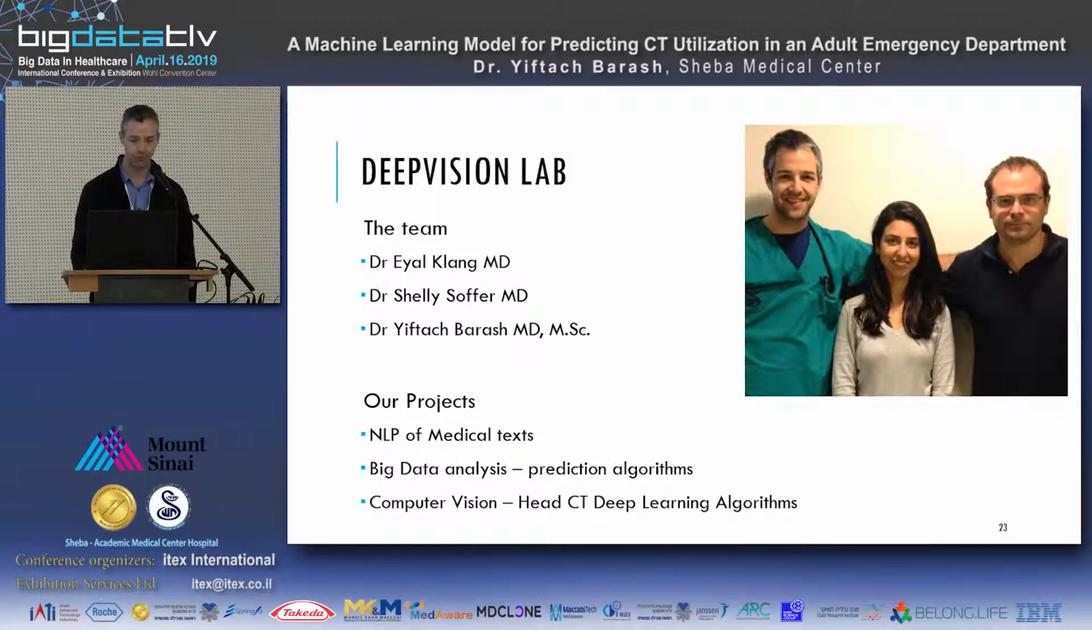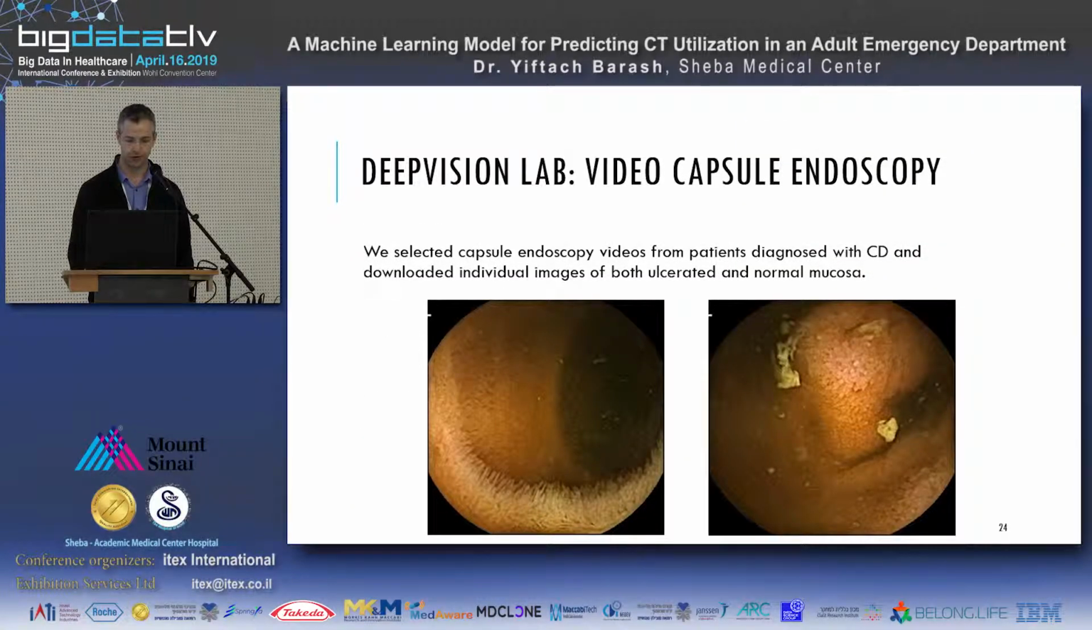One of our computer vision projects is the automatic detection of ulcers in the small intestine of Crohn's patients who underwent video capsule endoscopy. We can see 2 images. On the left, a normal intestine, and on the right, we can see the pathology. The video capsule exam is very sensitive but very time-consuming for the gastroenterologist. You need to go over the entire movie to get the results.